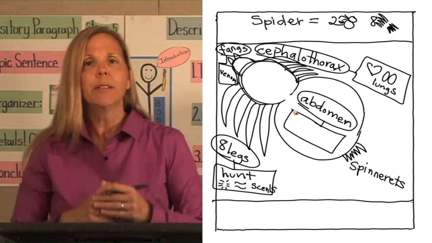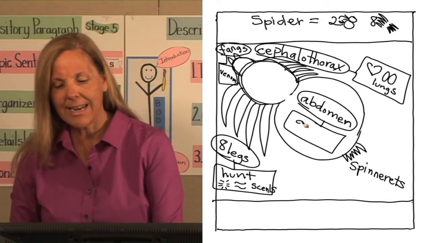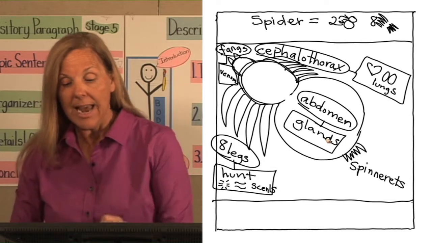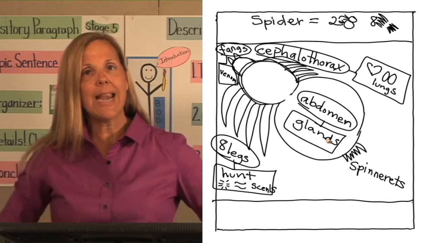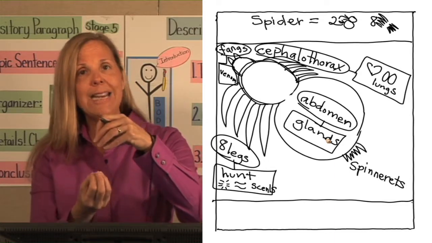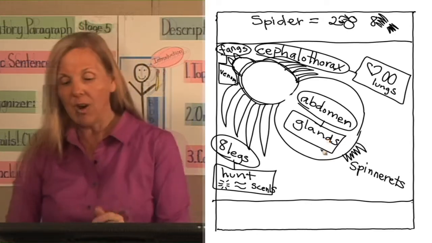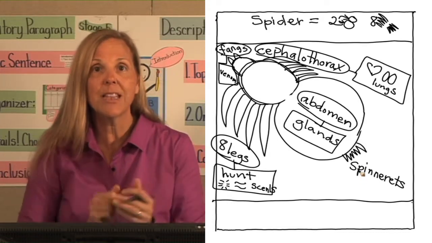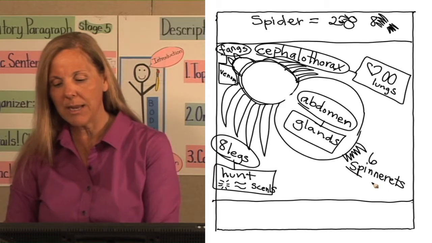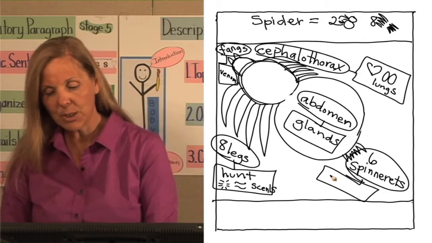Let's go to the abdomen. The abdomen has many different jobs, but we're going to focus on the fact that it has glands inside of it. And these glands are going to make the spider's web. So inside the abdomen, which is on the lower part of the body, are glands that make the web for the spider. From those glands, it needs to have something that weaves the silk together to make the webs, and those are the 6 spinnerets. They are going to produce and weave the web. So the spinnerets will produce and weave the web.